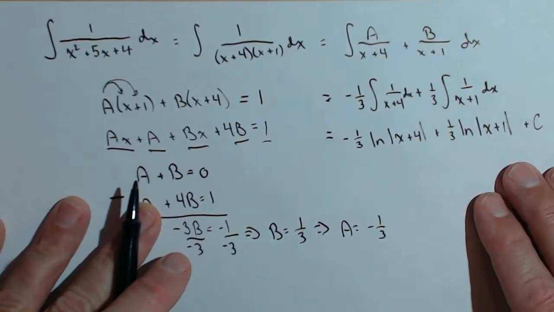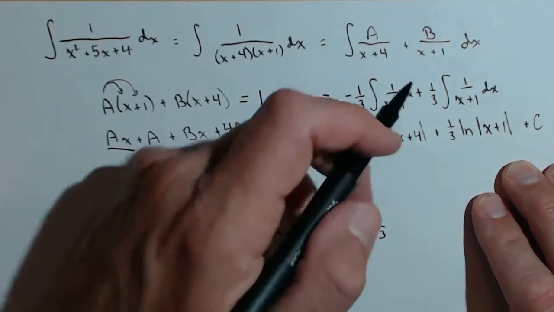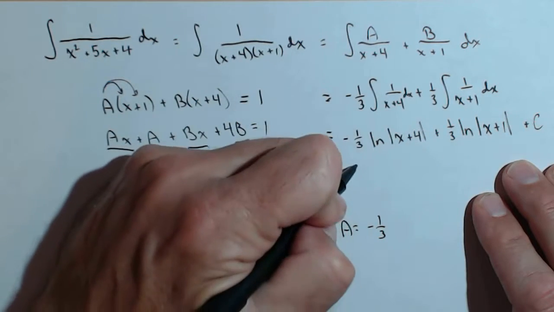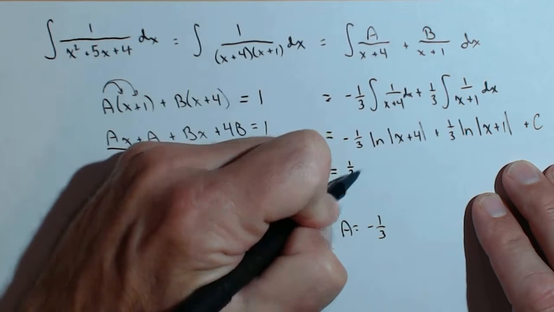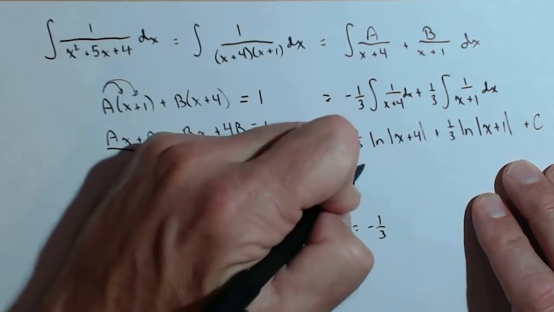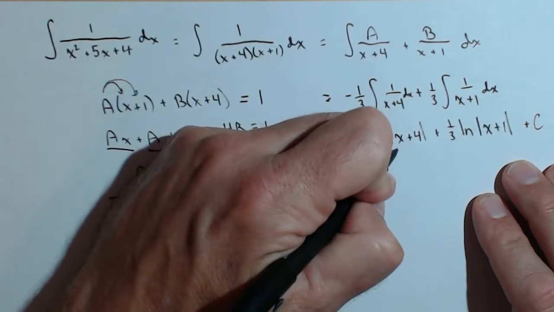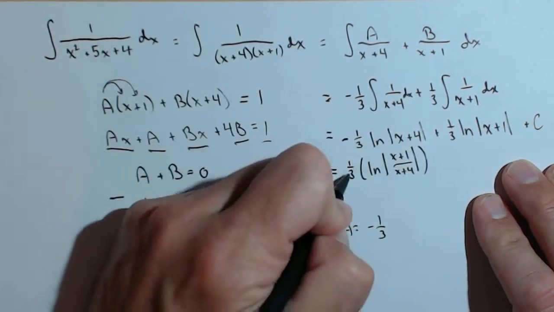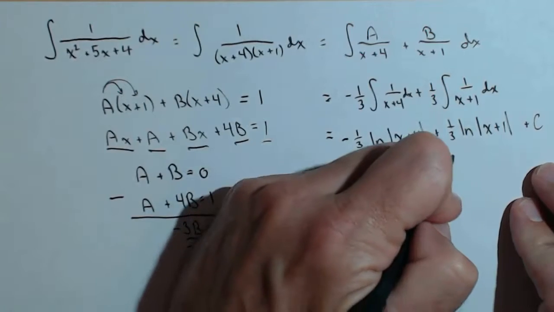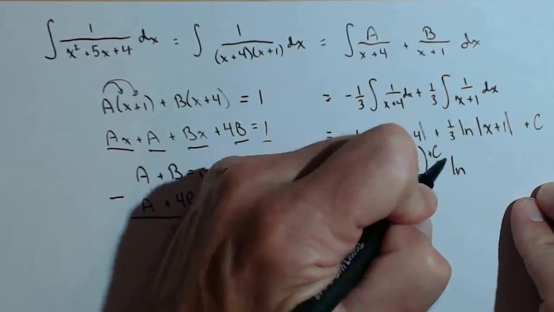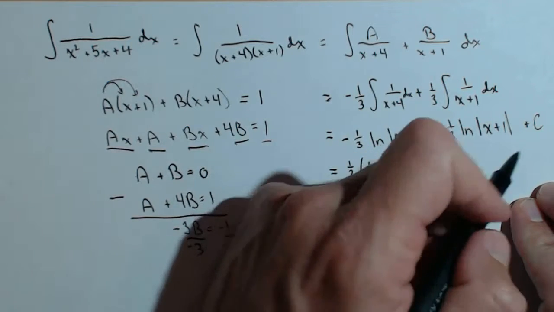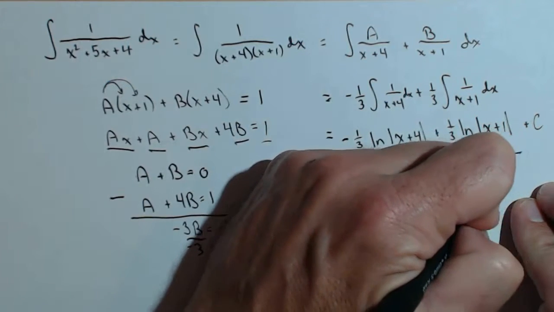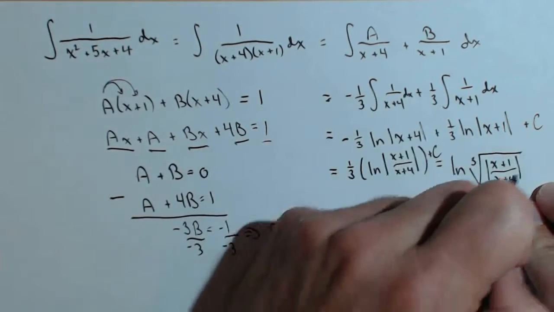If we wanted to use properties of logs, both of these are raised to the 1/3, so I'm going to actually pull the 1/3 out for just a second so you can see what's happening. This one's negative and this one's positive, so I end up with ln, the absolute value, x plus 1 over x plus 4. And if you wanted to put that exponent up there, we could do that as well. This is not necessarily necessary, especially for the gateway, but it is doable. Cube root, the absolute value of x plus 1 over x plus 4, plus C.